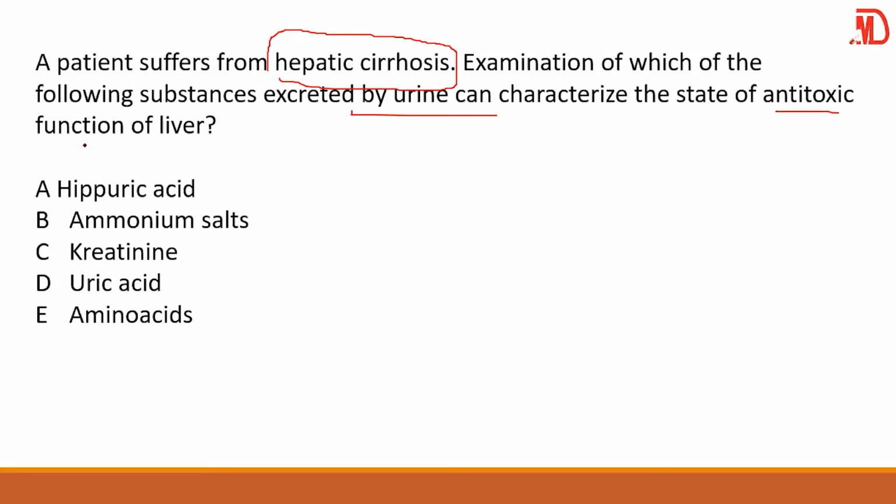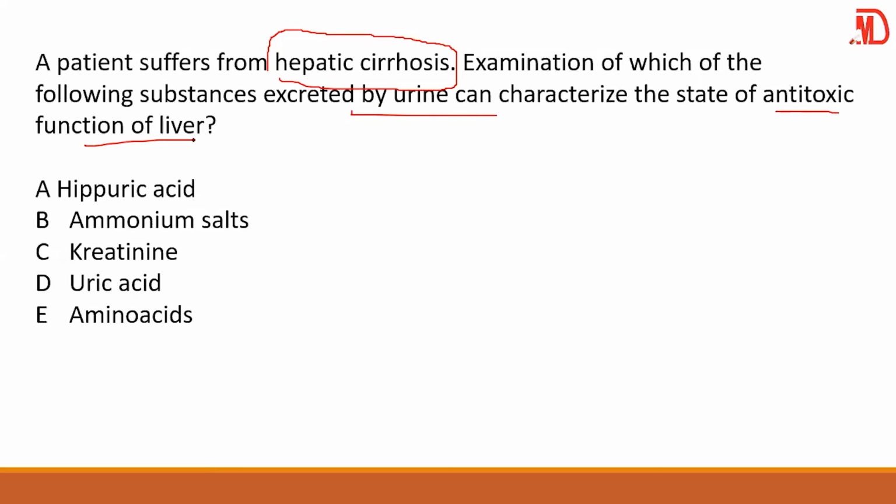So normally, in the urine, we normally see hippuric acid. And this hippuric acid is a normal acid that should be found in the urine. It shows that the liver is working and excreting substances. So if you want to know the condition of the liver, you are thinking of hippuric acid.